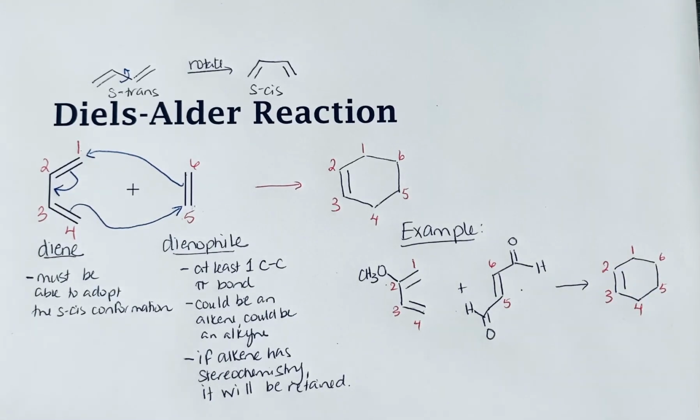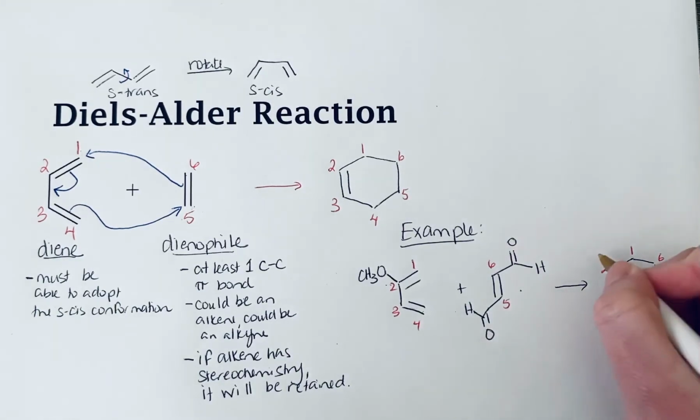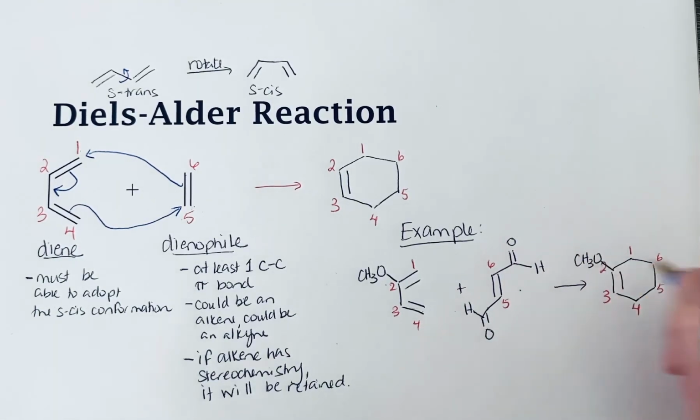Okay. And then to complete this product, I just want to make sure that any substituents that are attached to this carbon haven't fallen off along the way. So if I look at my diene, the only substituent is at carbon 2. It's that methoxy group. So I will put the methoxy group at carbon 2.